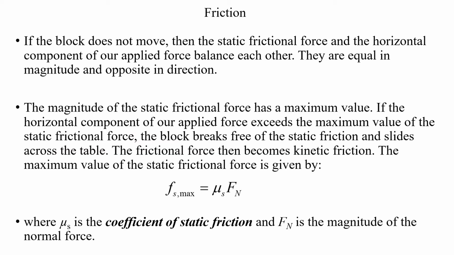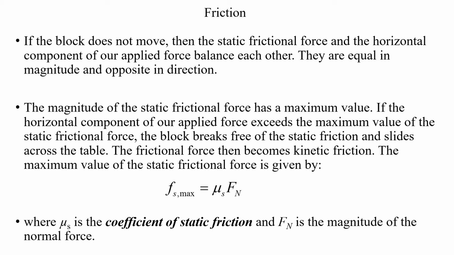So when I push on the box and it doesn't move, then the static frictional force is equal and opposite to my push, right? And if I push harder and harder, the static frictional force then gets larger and larger. But the magnitude of the static friction has a maximum value. If the horizontal component of my applied force exceeds the maximum value of the static frictional force, then the block will break free and then slide across the table. Now it becomes kinetic friction. So once it's sliding, it's kinetic friction.